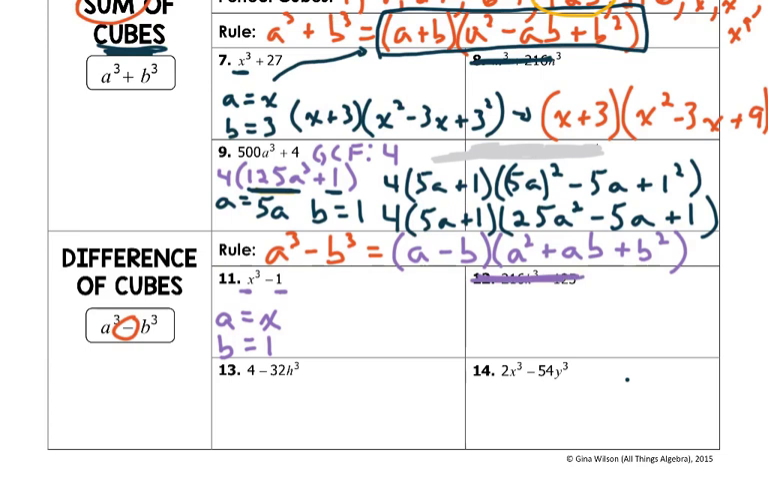We end up plugging those right back into the formula. That's given right there. So x minus 1, close parentheses, and then we have x squared plus ab, so plus 1x. 1 times x is 1x, or just x. And then finally plus b squared, being 1 squared, which we know is just 1.